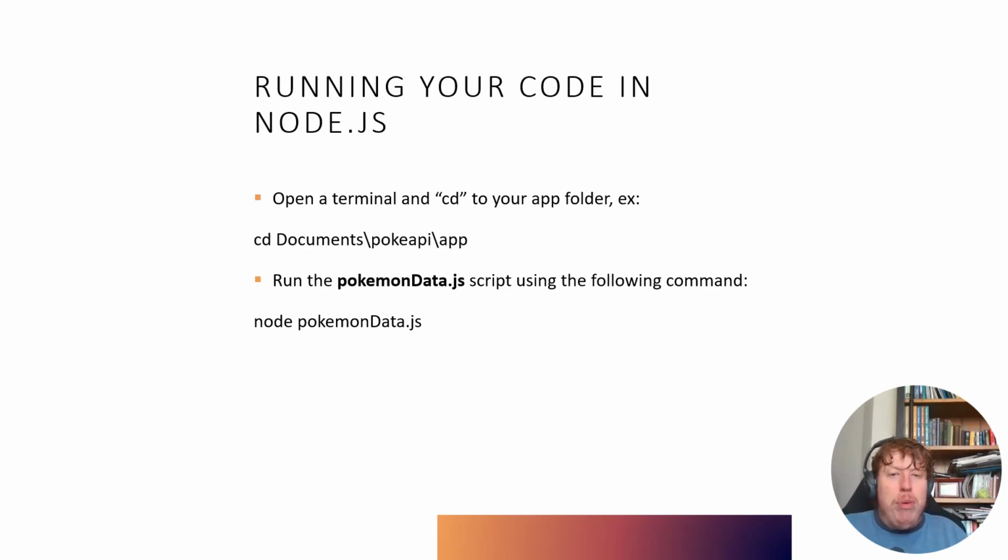Once you've added the loop, open your terminal and cd to your app folder. Then run the pokemon-data.js script using node pokemon-data.js. This will execute the loop and print the Pokémon names in your terminal.